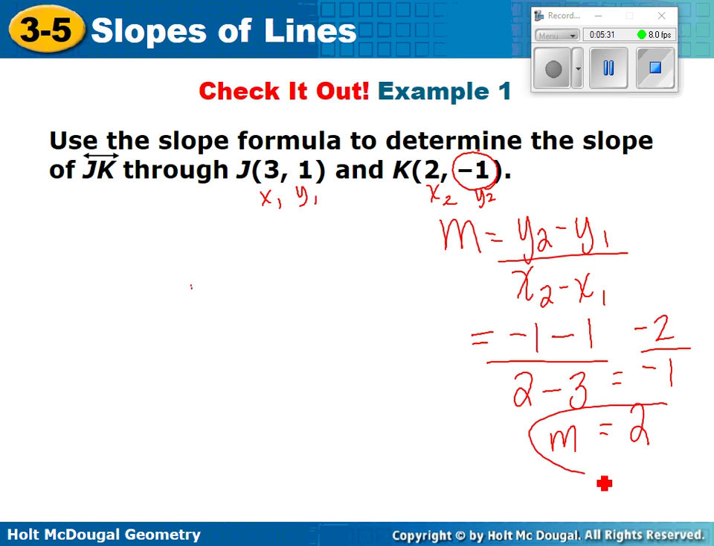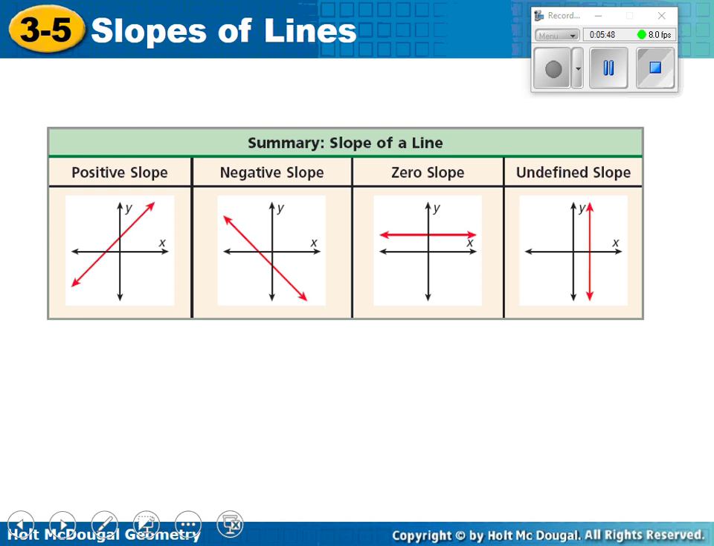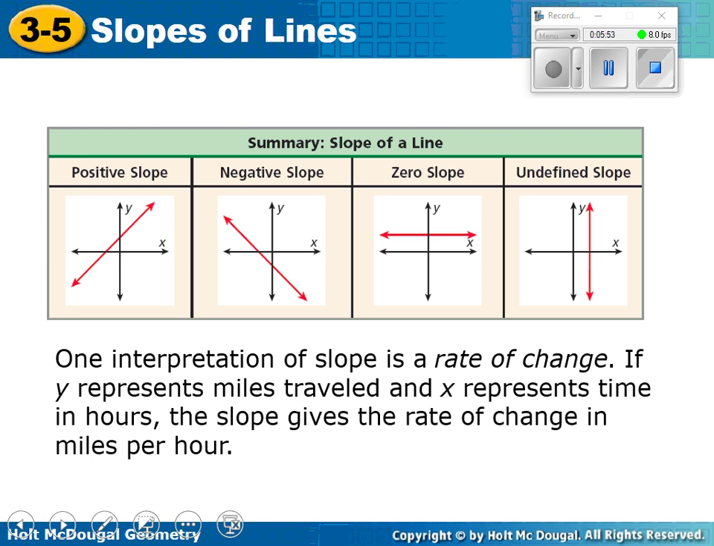And you can leave it as a whole number or you can write it as 2 over 1. Some teachers may count off if you leave it as 2 over 1, but it's a fraction that tells you your rise over your run, so that's fine with me either way. Questions on calculating slope? We already talked about this, positive, negative, 0, undefined. That is in your notes.